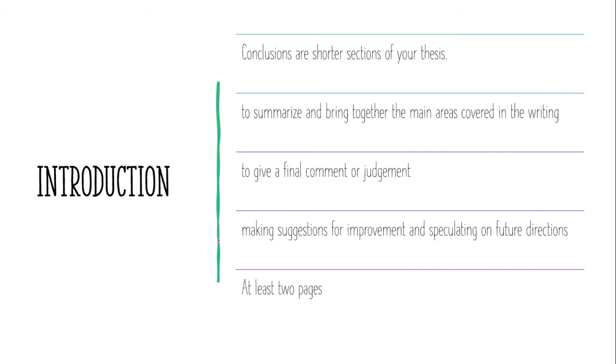And then you are talking about the literature review in chapter 2. In chapter 3, you are discussing the method, the implementation, the phases that you took throughout your research. So you need to bring it together and summarize it in this section. What have you done? What are the phases that you have gone through in your research? And then the second purpose is to give a final comment and judgment.